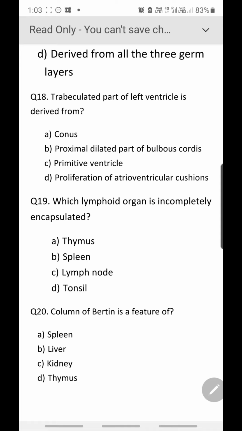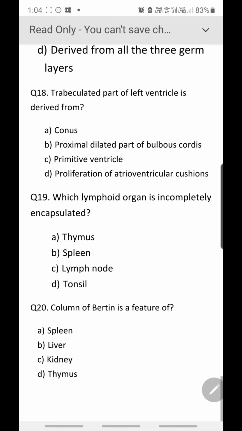Which lymphoid organ is incompletely encapsulated? A very important question, a good question rather. These are the 4 lymphoid organs which have been taught to you in histology. So, which of these is partly encapsulated or incompletely encapsulated? I told you the answer is tonsil, palatine tonsil. Only the portion projecting into the oral cavity is lined by stratified squamous epithelium, and otherwise the deeper portion is not encapsulated.